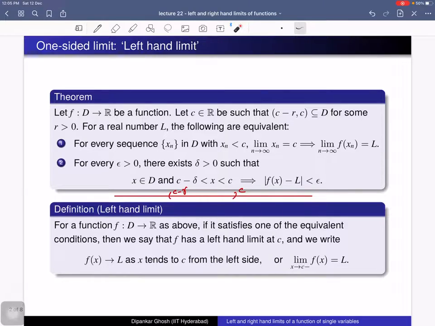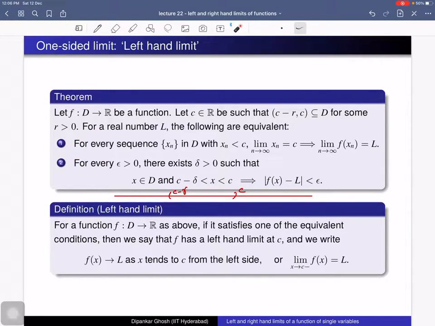What is left hand limit? So you consider a function from D to R. D we call it domain of this function, and you consider a point c and it should satisfy certain condition. So in this case D should contain an open interval like this, (c minus r, c), for some positive real number r. So basically D should contain some portion of the left side of this point c, and then one can prove that these two conditions are equivalent.